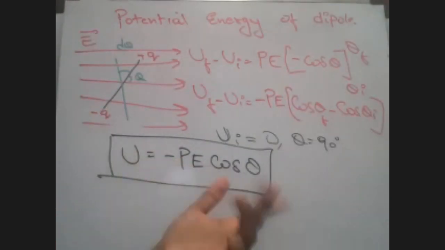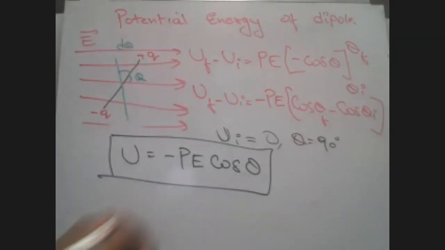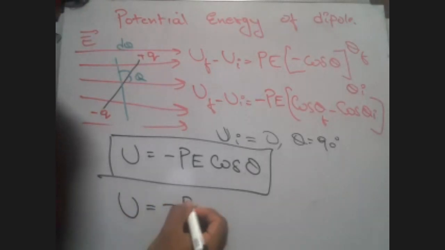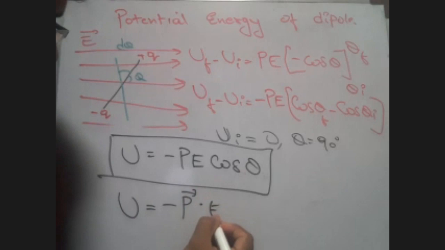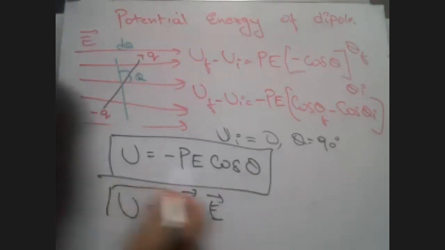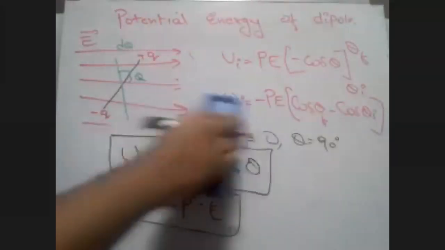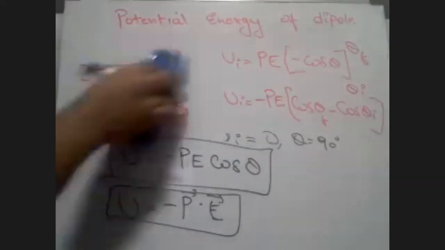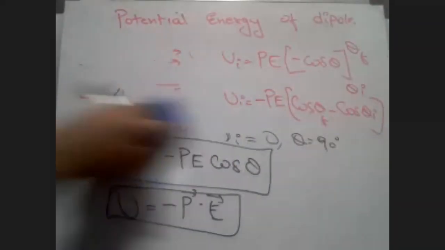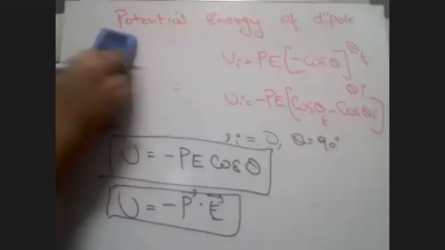Now, how can I write minus PE cos theta? I can write the potential energy in terms of a dot product. So U is equal to minus P dot E. This is your final expression for the potential energy of a dipole. Is that clear? No doubt? Great, thanks.